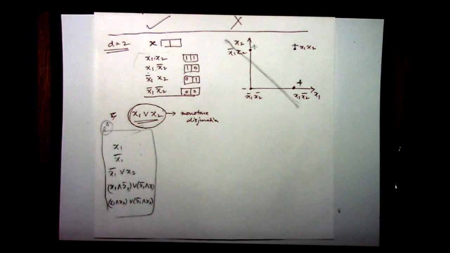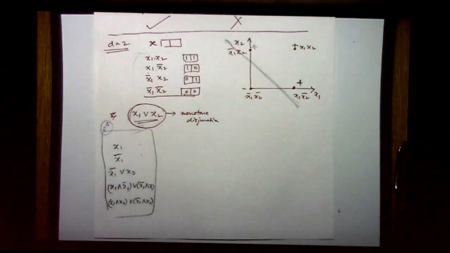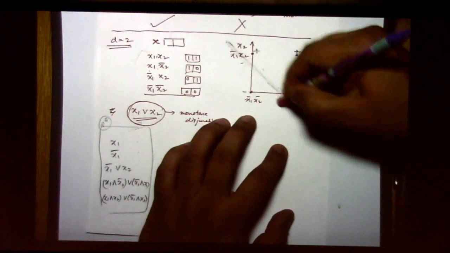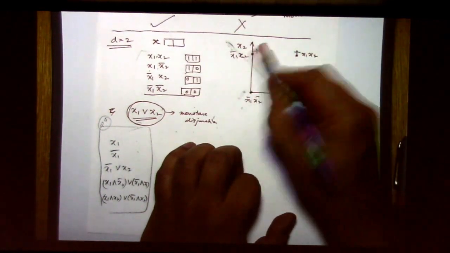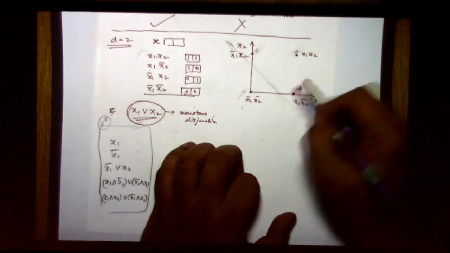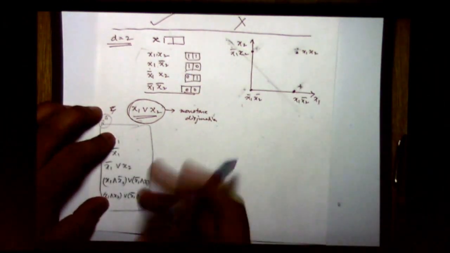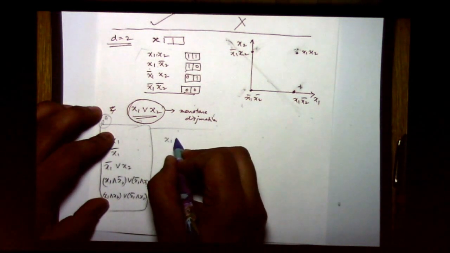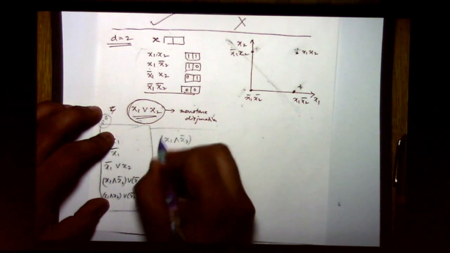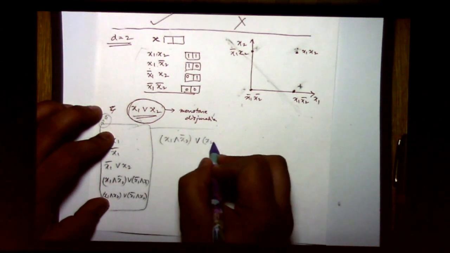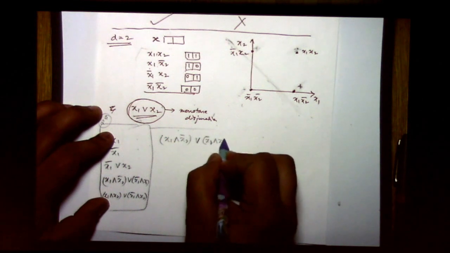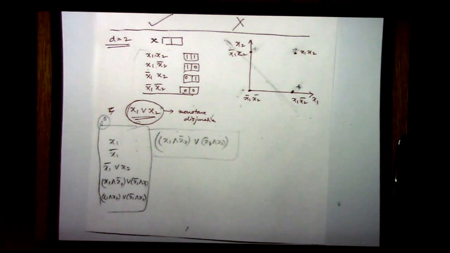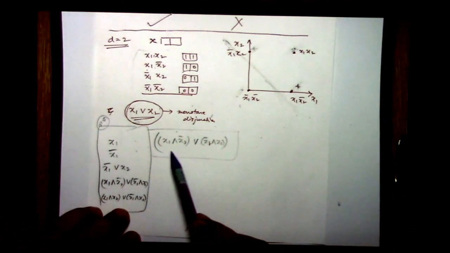Let me give a counter example and that will help you understand it. For example, let's say I consider this concept. It is not a monotone disjunction. It is what we call in logic an XOR function, right? So it's either x1 and x2 bar, or x1 bar and x2. This is also a valid concept. It is not a monotone disjunction, but it is a concept, right? Now, what does this do?